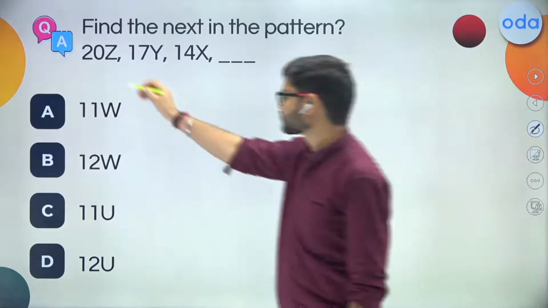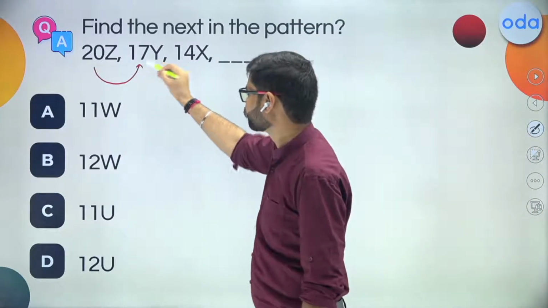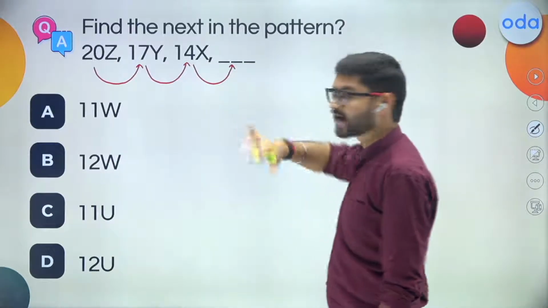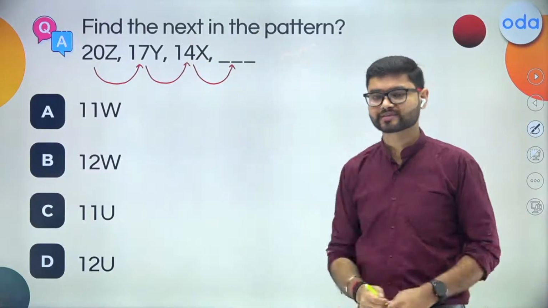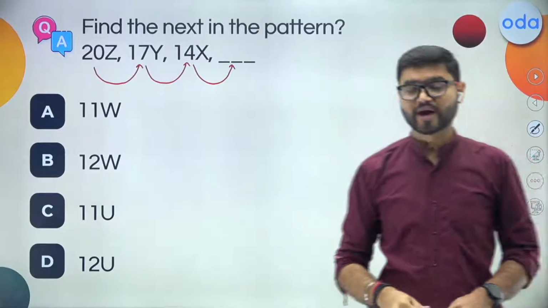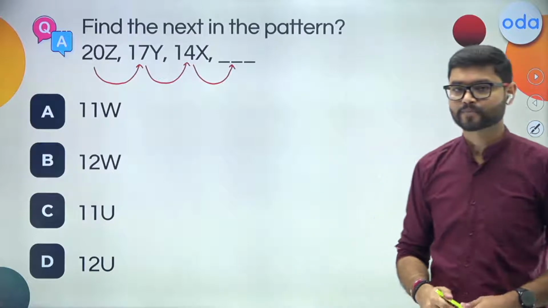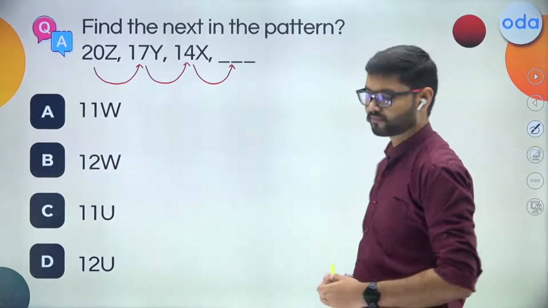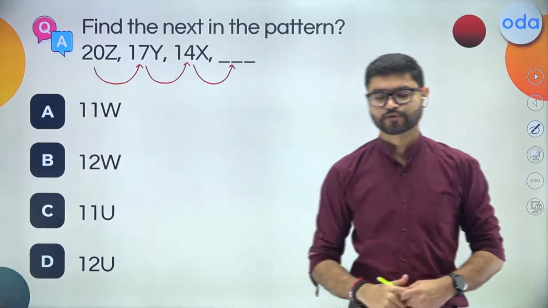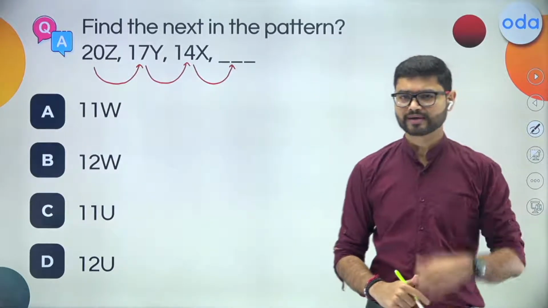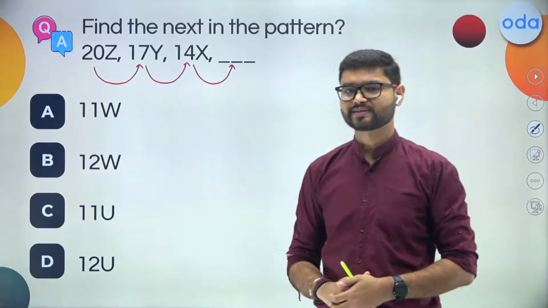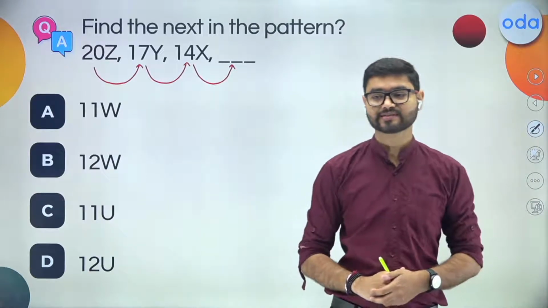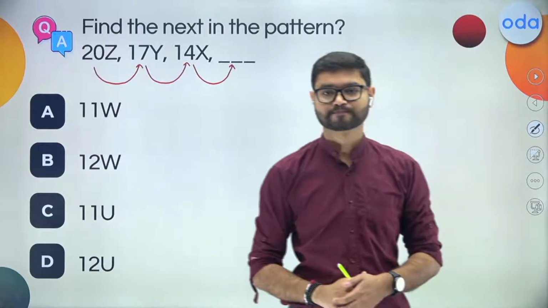You can focus on the numbers first: 20, 17, 14. What will come next? And after that, you can focus on the letters. You have 10 more seconds. Okay, 3, 2, 1. Done. Have you got the answer? A, B, C, or D? Let me know in the chat box what the right answer is.